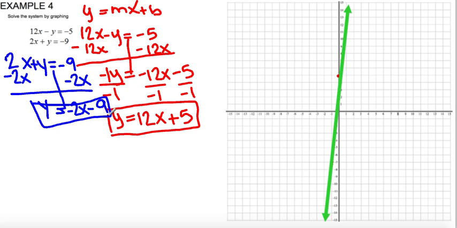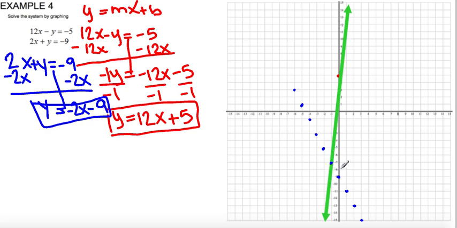So now I can plot my -9, which is my y-intercept. And then to figure out the next point, I follow my slope. My slope tells me to go down 2, to the right 1, down 2, to the right 1, down 2, to the right 1, and then I do the same thing in the other direction starting at -9. So go up 2, to the left 1, and repeat. You can have as many points as you want in this direction.